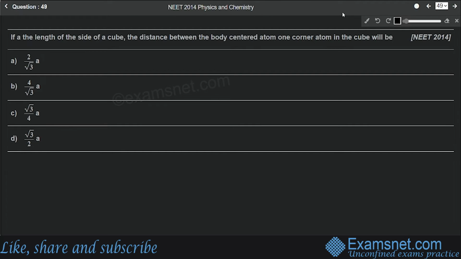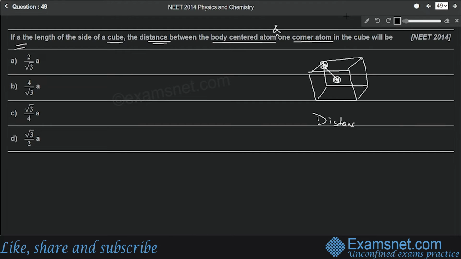Question number 49 is from the chapter Solid State, and the question is: if a is the length of the side of a cube, the distance between the body centered atom and one corner atom in the cube will be. Okay. So suppose this is the cube. This is your cube. Now we have to find the distance between the body centered atom, that means an atom that is present here at the body center, and one corner atom, that means here. Okay. So this distance, as you can see, is half of the diagonal.